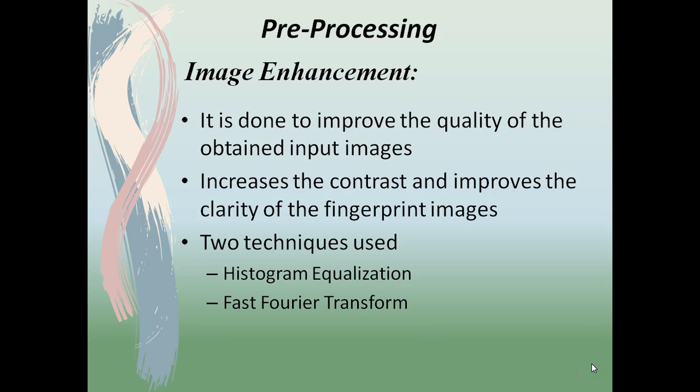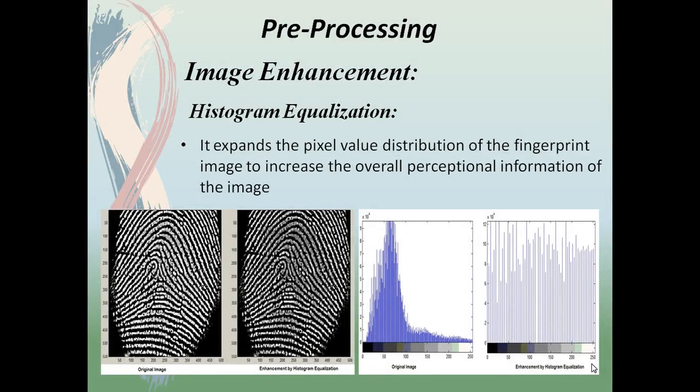There are two techniques we involve over here. One is histogram equalization and one is fast Fourier transform. Now, histogram equalization basically helps us to expand the pixel value distribution of the fingerprint image so that we could increase the overall perceptual information from the image. It could give us more data from the image.